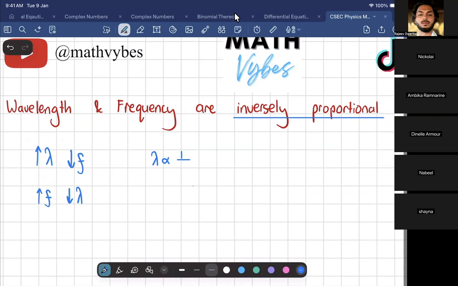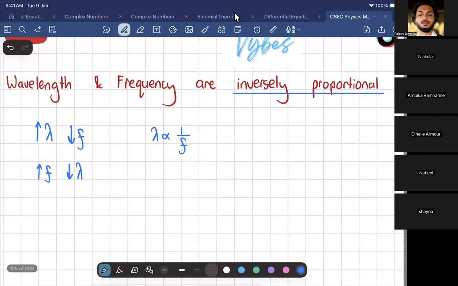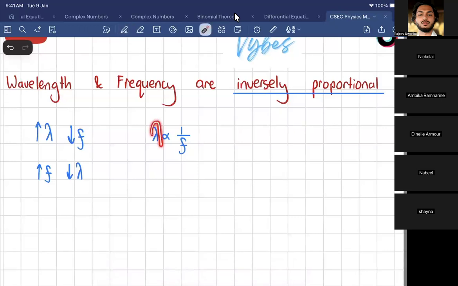Anybody remember? It'll be one over f. If it's inversely proportional, then wavelength is proportional to 1 over f. It wouldn't just be wavelength is proportional to f. I would need to write it as 1 over f because it is inversely proportional.